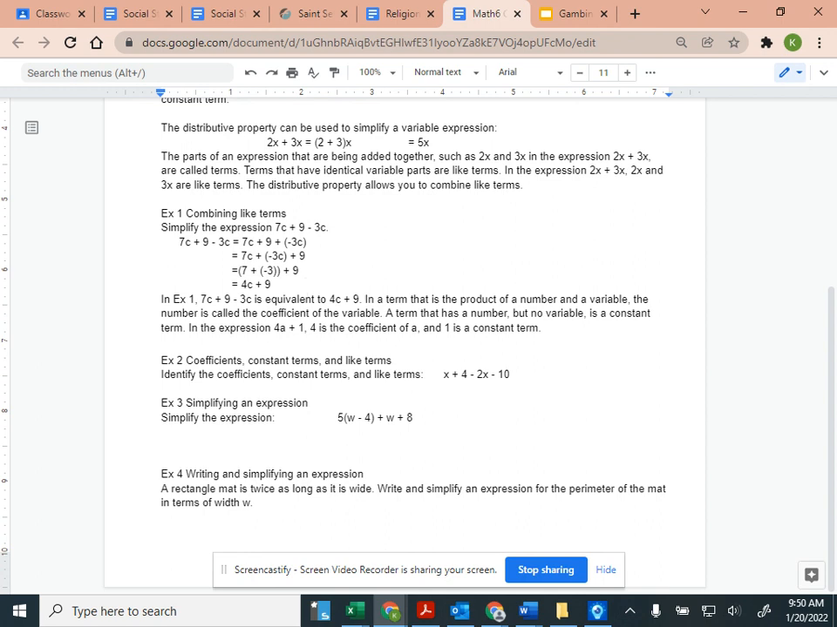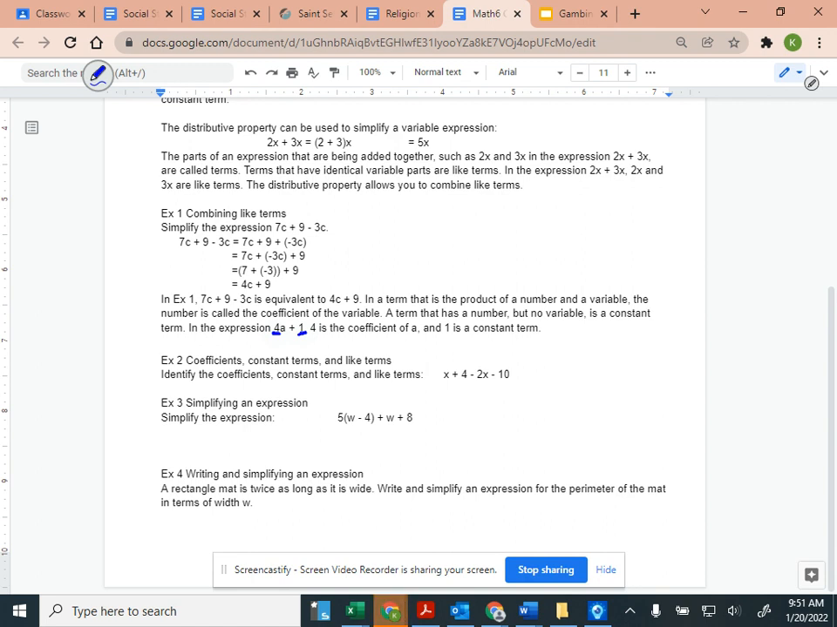So in example 1, 7c plus 9 minus 3c is equivalent to 4c plus 9. We simplified it down. In a term that is the product of a number and a variable, the number is called the coefficient of the variable. A term that has a number but no variable is a constant term. In the expression 4a plus 1, remember that coefficient is the number right in front of your variable. The constant does not have a variable. So coefficient's the number in front of the variable. If it's a constant, there's no variable.